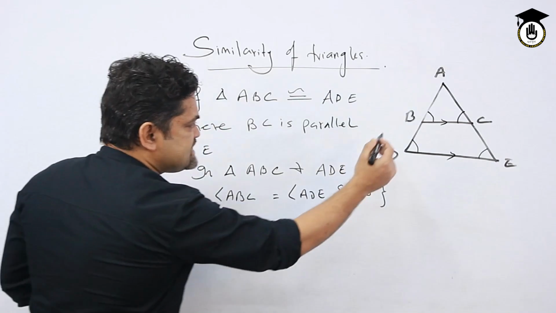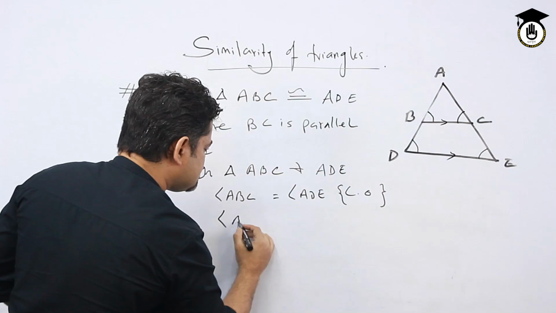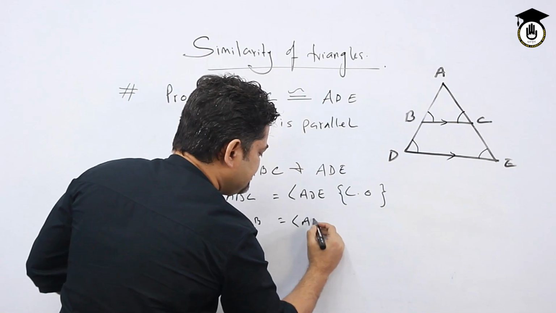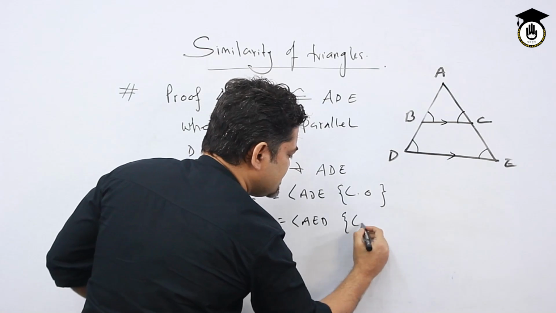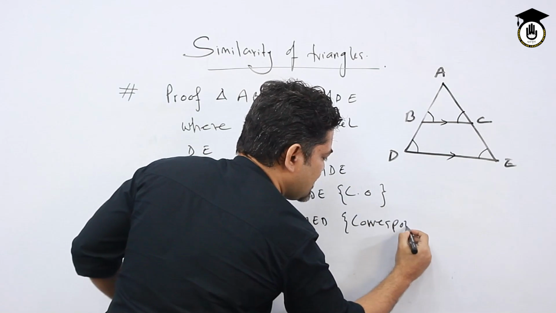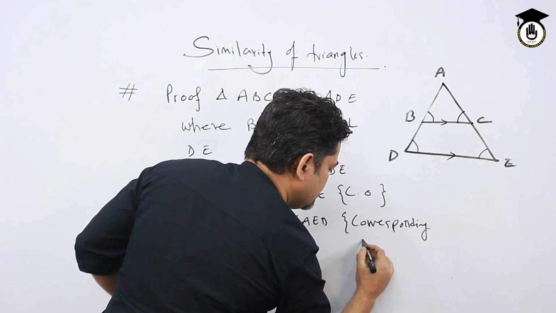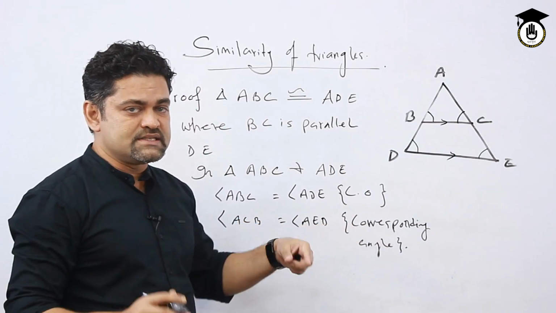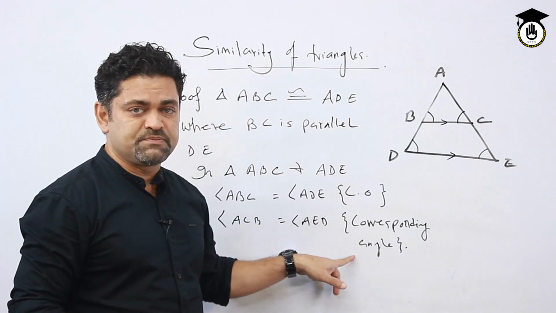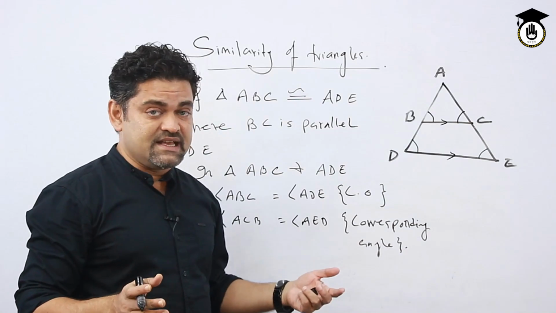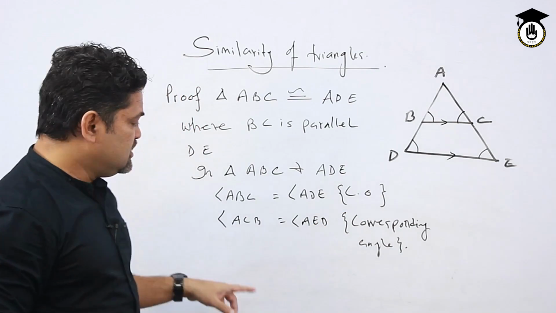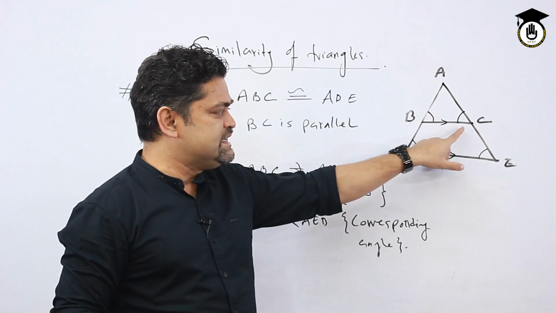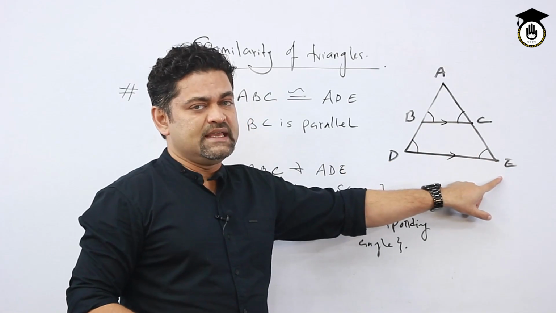And similarly, I say that angle ACB will also be equal to angle AED, and the reason is corresponding angle. I am writing this to make you understand fully, no problem. Okay, in the exam never write like CO. In the examination copy you have to write the full form, corresponding angle, so the examiner can understand that you have understood the concept. Okay, so if these two lines are parallel, then I can say that angle B is equal to angle D and angle C is equal to angle E.